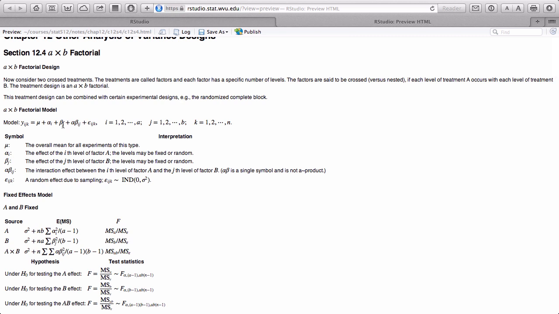Okay. So this is our model. Alpha sub i represents the row effect as I described it. It's the factor A effect. The beta sub j is the factor B effect. And what is the alpha beta? Well, that's the interaction between the two.